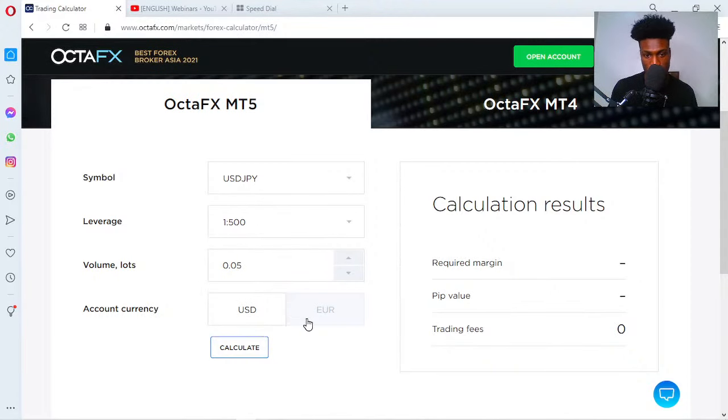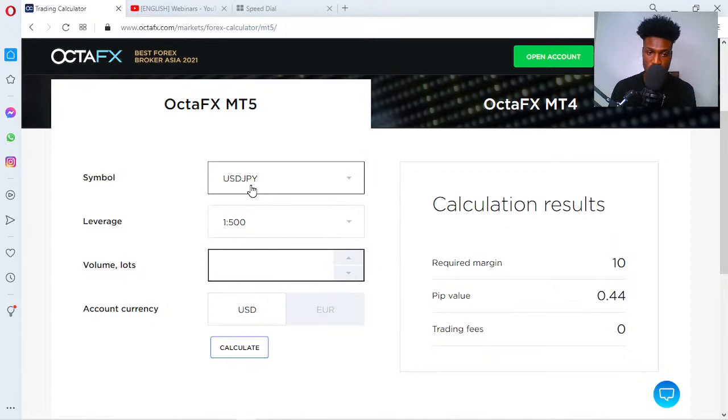Now if you use euro, you can switch to the currency that you use to trade, but most of us, US dollar is popularly used, so I'm just going to go ahead and use US dollar, and I click on calculate. Now OctaFX is going to tell me the required margin to keep this trade open. So go ahead and take advantage of this trading calculator so you know the required margin for your trade. All you have to do is just make sure your leverage is correct, look at the currency pair that you want to trade, and input the lot size.